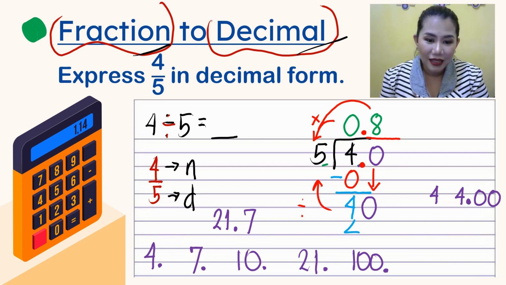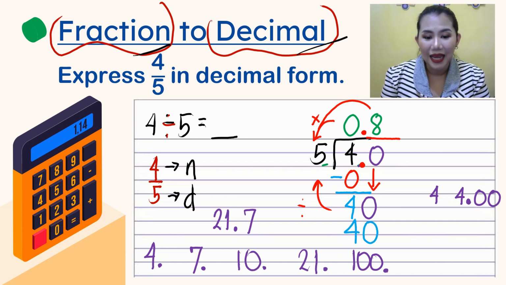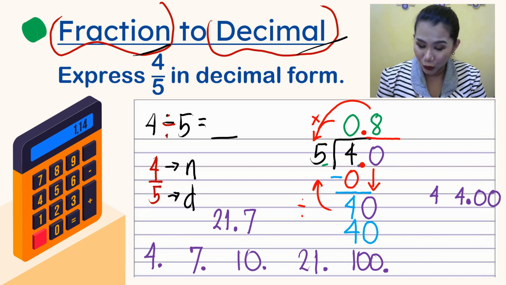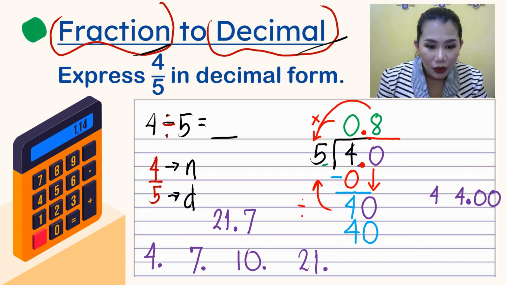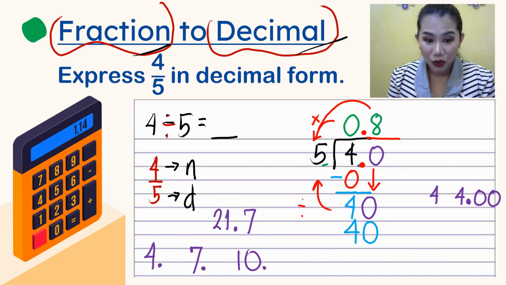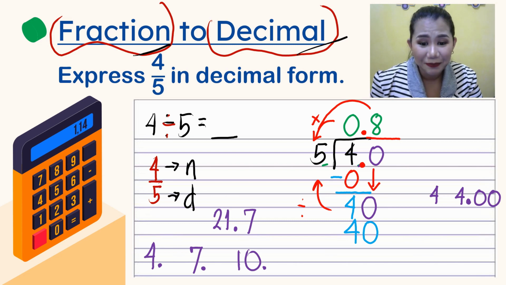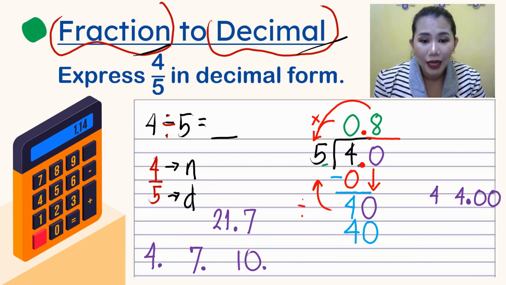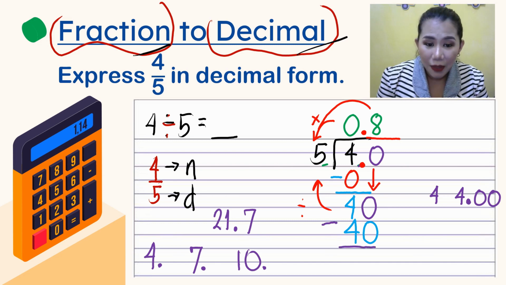Correct. That is equal to 40. And then after that, what you're going to do next is, oh wait, may I erase this one for you? Okay, let's erase that. In-erase ko lang. And then, what we're going to do is, ano na? Yung ating 8 times 5, ang sagot natin ay 40. What you're going to do next is to subtract. Okay? Subtract. 40 minus 40, what's the answer?